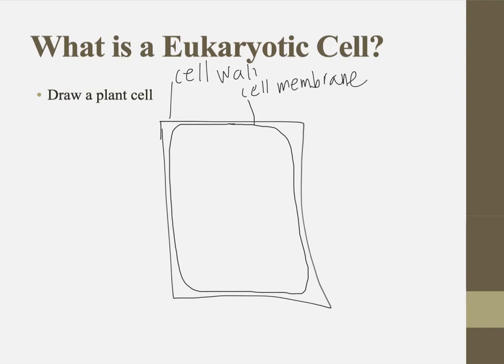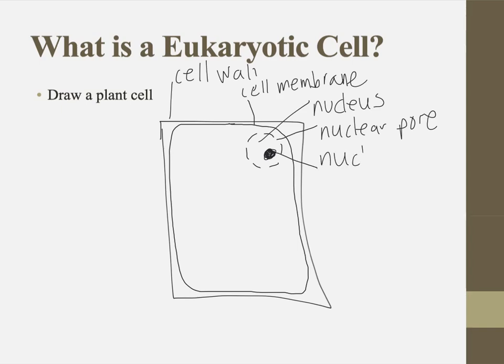So again, I'm going to draw the nucleus now that I know it has pores. I don't need to go back and erase them. I can just draw my nucleus as a dotted line like that. And it's got a nucleolus in the center. Okay, so again, here's my nucleus. This is the nuclear pore. Here's the nucleolus.